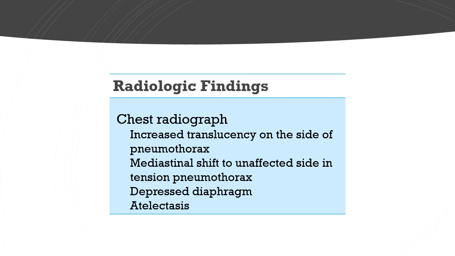On chest X-ray, there is increased translucency on the side of the pneumothorax. It's dark, it's full of air. The mediastinal shift to the unaffected side in the thorax should be able to be seen, and there's a depressed diaphragm as well as atelectasis. Let's take a look at this.